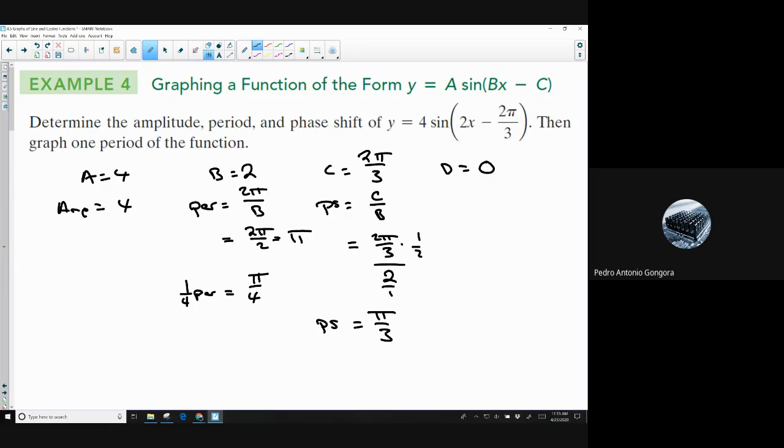The vertical shift is 0, which then lets me get the middle, the max, and the min. The middle is just D. The max is D plus the absolute value of A, and the min is D minus that. So the middle is 0, the max is 4, and the min is negative 4. That is all the information that you need to successfully graph this function.